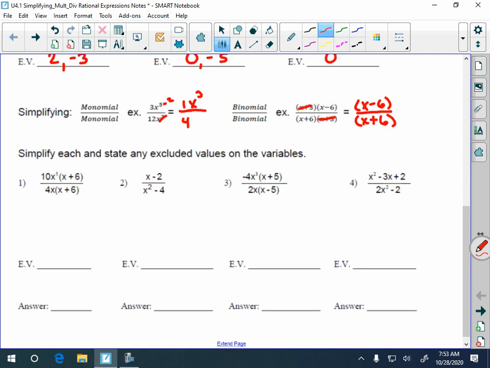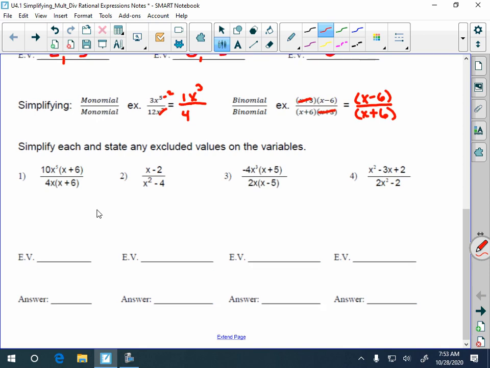All right, so let's try some of these other ones. We're going to simplify and state the excluded values. You're going to state the excluded values first before you cancel things out. So the excluded values for number 1, since the denominator is already factored for us, we have 4x, we could set that equal to 0. We're going to get 0. And x plus 6, if we set that equal to 0, you're going to get negative 6. Those are the excluded values.